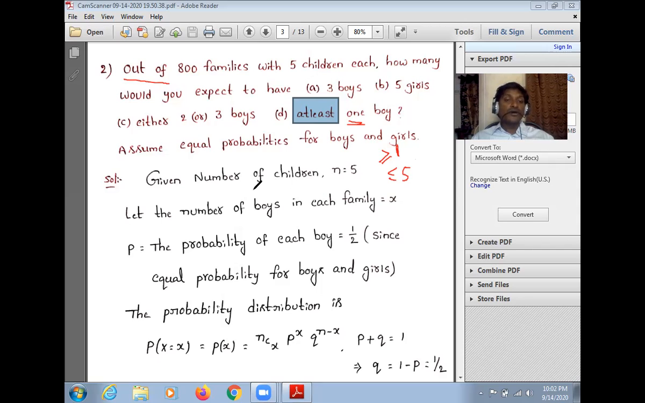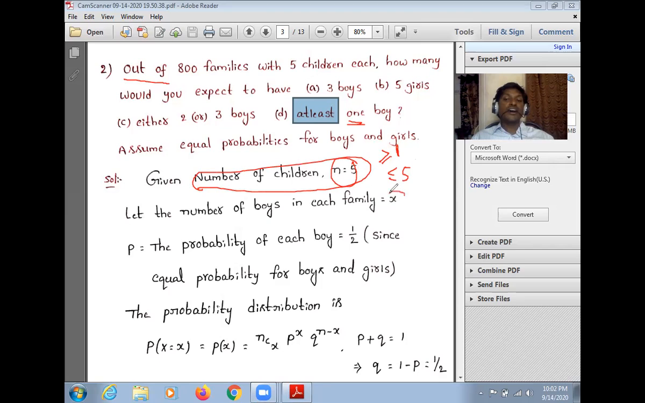Now coming to writing what they gave in the prompt. First, as given, the number of children n is equal to 5. The number of children they mentioned in the prompt, we simply wrote here, n is equal to 5. Next, let the number of boys in each family be x.